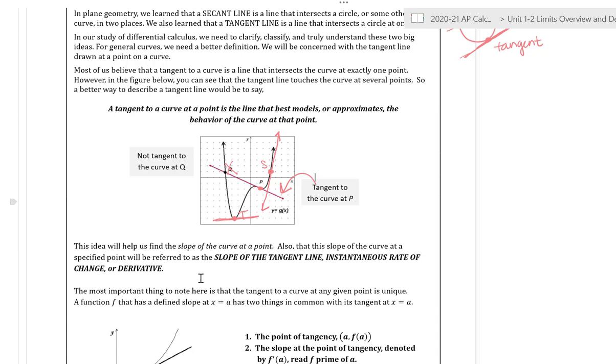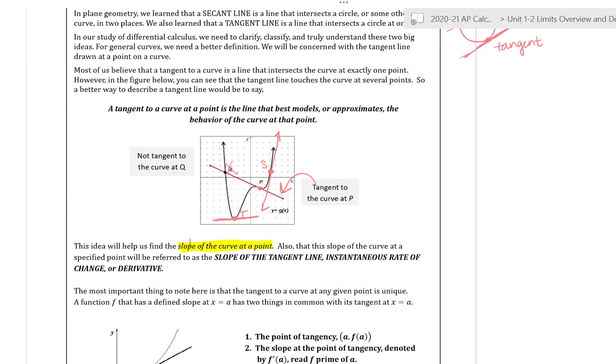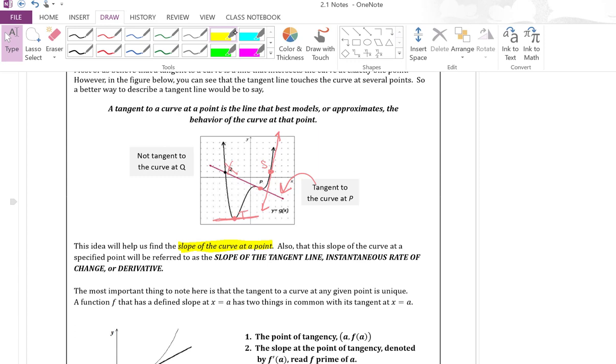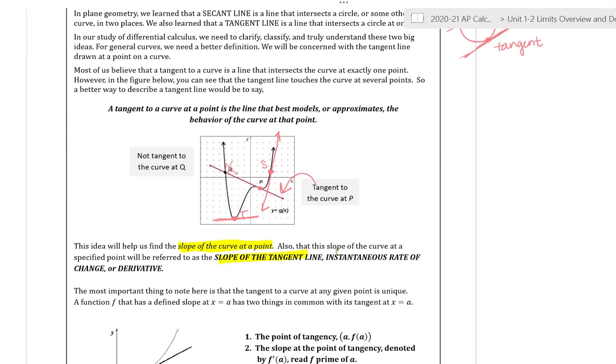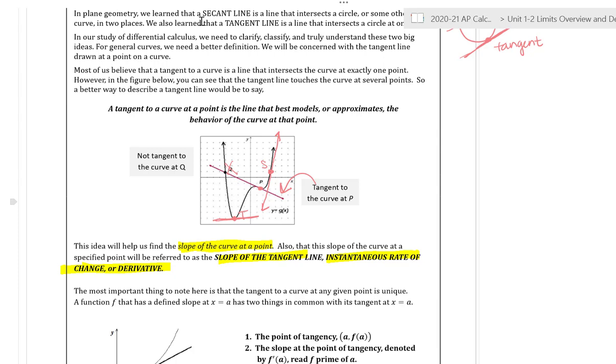So what a tangent line truly does is help us find the slope of a curve at a point. Also note that the slope of a curve at a specified point, the slope of the tangent line, the instantaneous rate of change, and the derivative are all synonymous. We're going to talk about that in detail later, but you might see the instantaneous rate of change written as ROC, and whenever you see that, just know that it means instantaneous rate of change, for future reference.